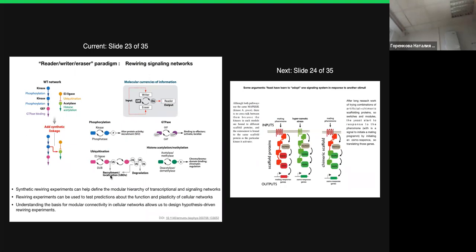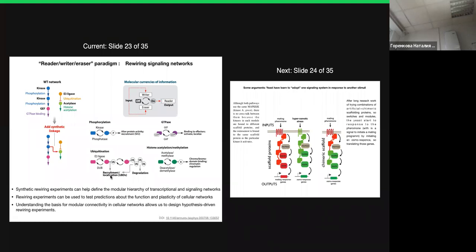For example, we have a white palette network of kinases. And by fiddling in the lab, we could take another, in this case, erasers. Because they erase, they change what the writer does. They change this phosphorylation because it's kinase. But here we change and add ubiquitination or histone acetylation. We introduce it to this cascade and we can see how we change the response.